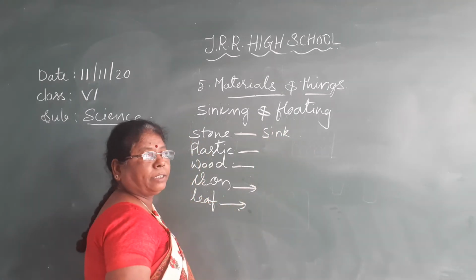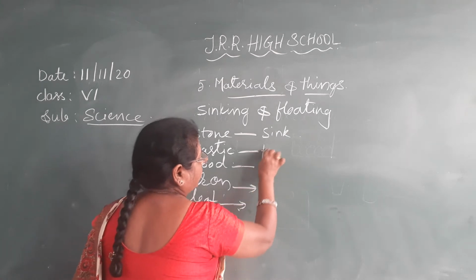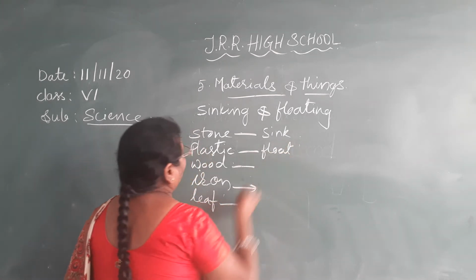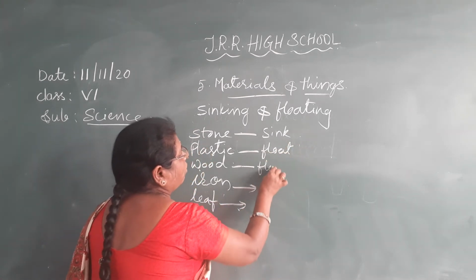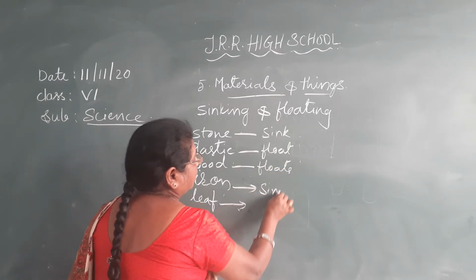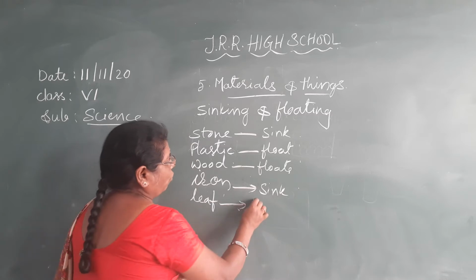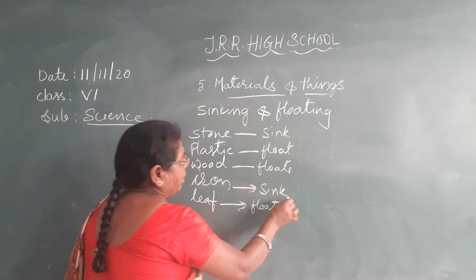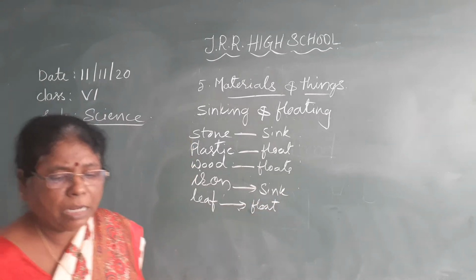Plastic is lighter in weight. It floats on the surface of the water. Wood floats on the surface of the water. Iron will sink in the water. The leaf floats. So some materials will float, some materials will sink in the water.